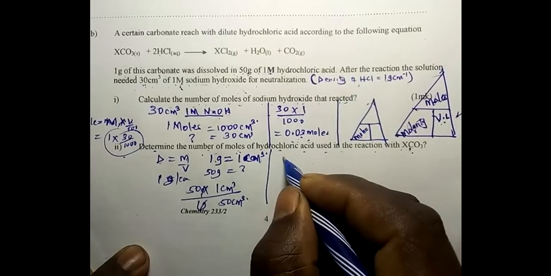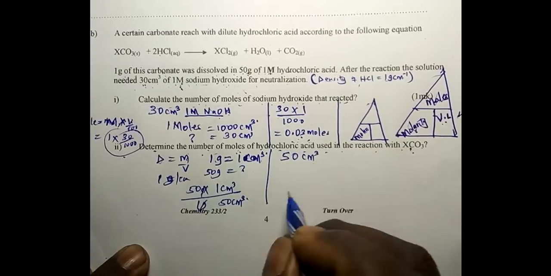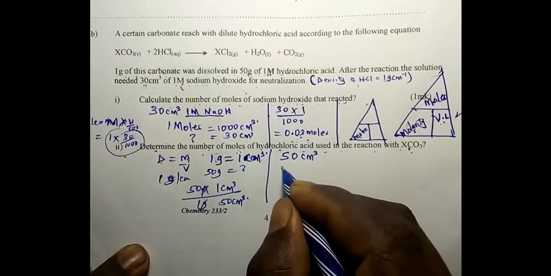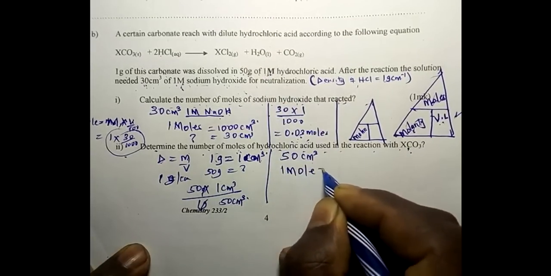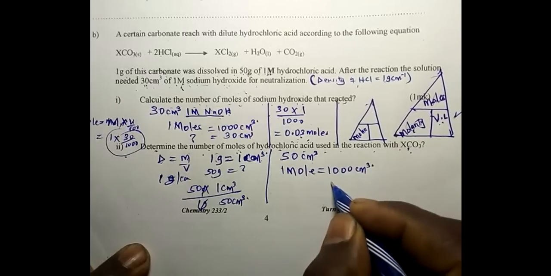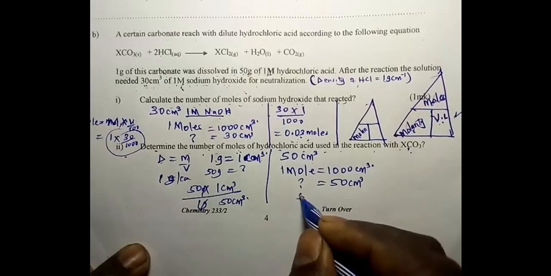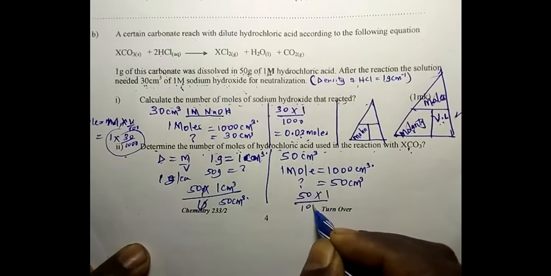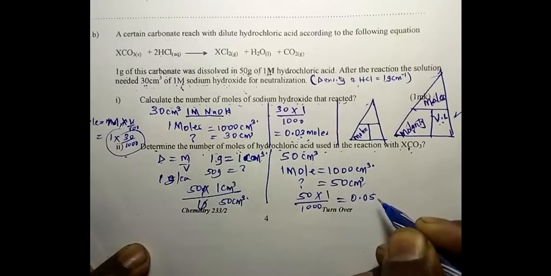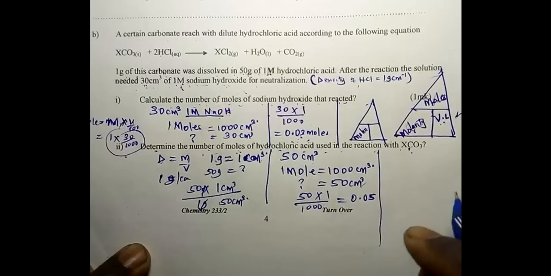So now we have that 50 centimeters cube of HCl was used. We know the molarity of the acid, it is 1. Therefore, it means that 1 mole is the number of moles in 1,000 centimeters cube. What about 50 centimeters cube of HCl that was used? 50 times 1 divided by 1,000. This is going to give us 0.05. Remember, this is the number of moles of the original HCl.